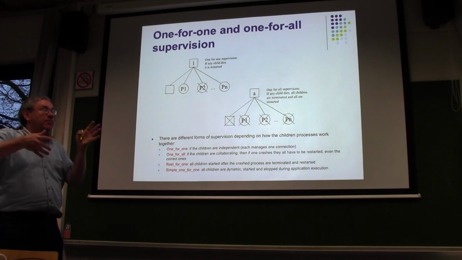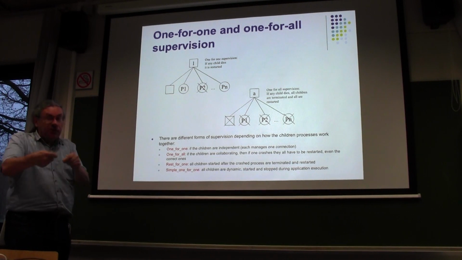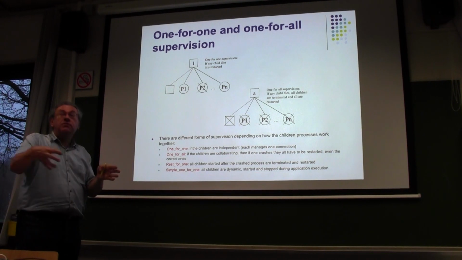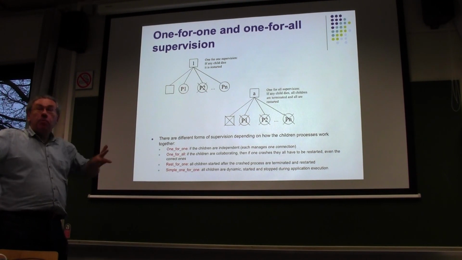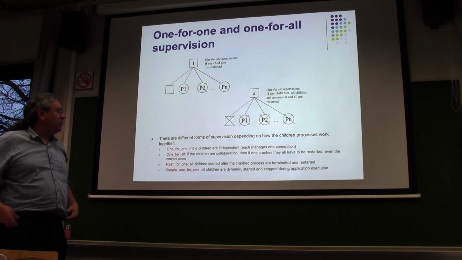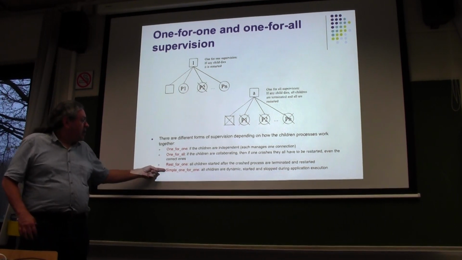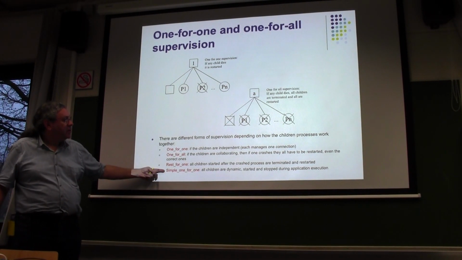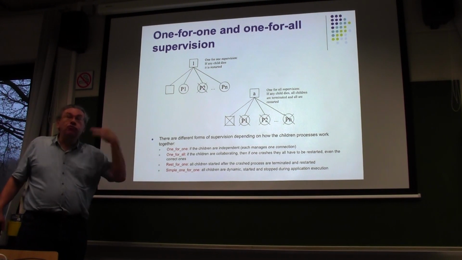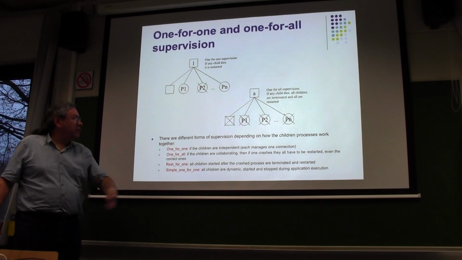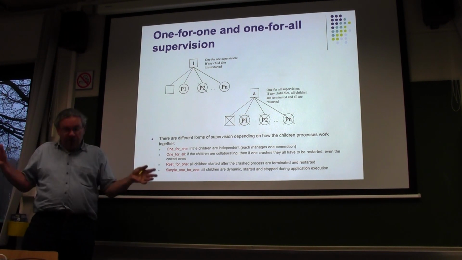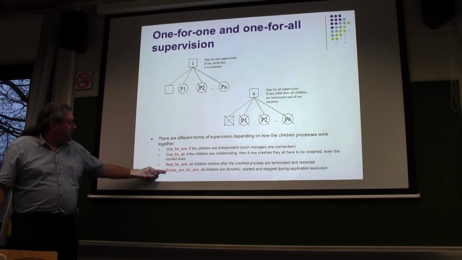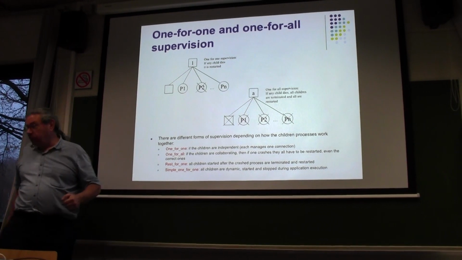Maybe this worker has subcontracted things to others. So if this one dies, all the subcontractors have to be restarted, but not the previous ones. Okay, so that's rest for one. And simple one for one is a dynamic version of one for one, where you can create new children and stop children dynamically during execution. So really, you have a bunch of independent processes that you can always start and stop. This is a more dynamic version of the one for one.